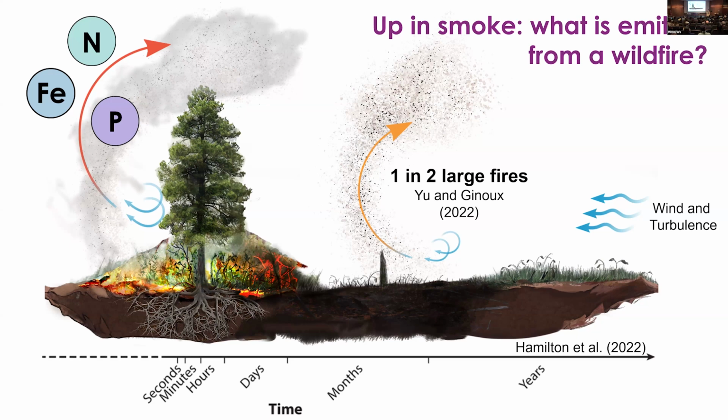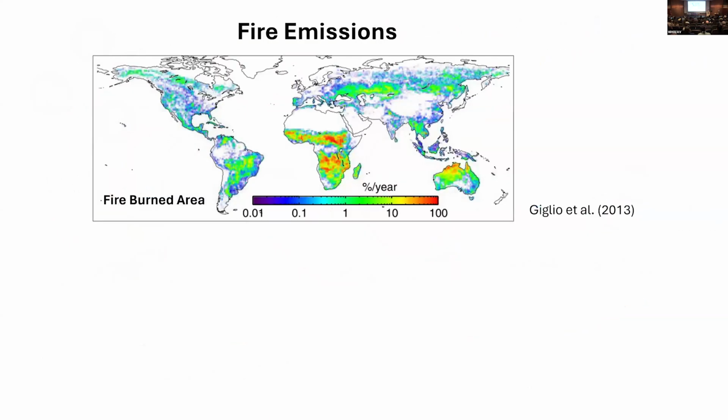Okay, so where are fires? Where do fire emissions come from? What we're looking at here is just a satellite view of global burnt area, and what you can see in general is that most fires in the world are coming from the tropics.